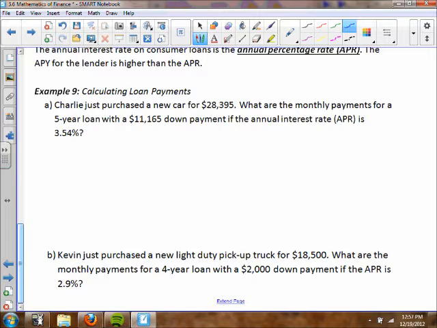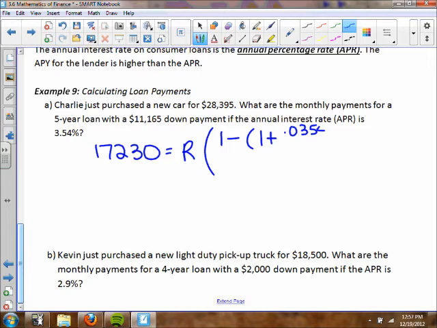He's borrowing $17,230. How did you get that, Nathan? The price you bought it for and subtracted the down payment. Good. This is how much you bought it for. This is the down payment. That will equal R times 1 minus (1 plus 0.0354 divided by 12). How many payments is he making?